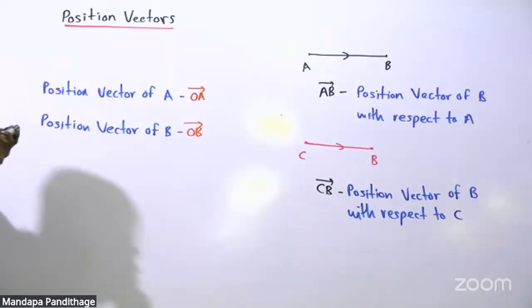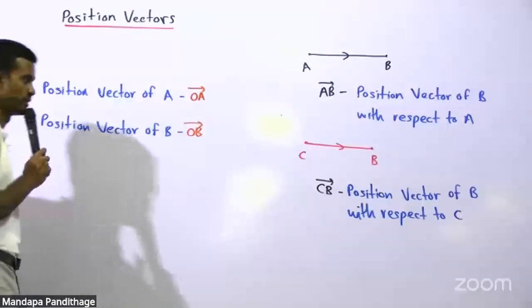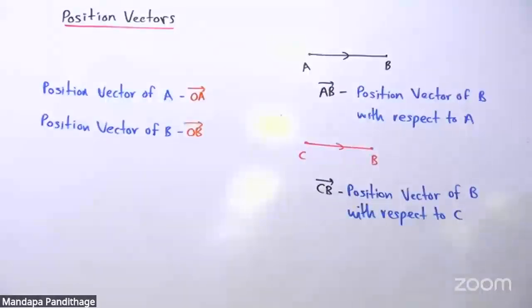Then write these two: position vector of A means OA. Position vector of B means OB. Okay. Then just write this and keep. Let's start from here next week. Write this in a black pen, write note, and then in a red pen, write this: addition of position vectors.